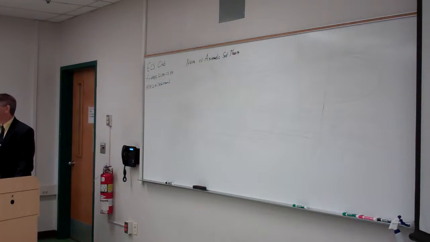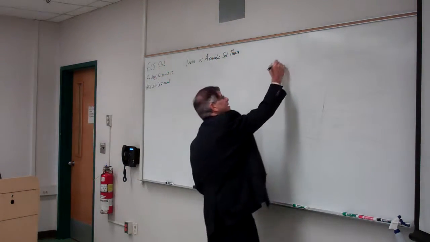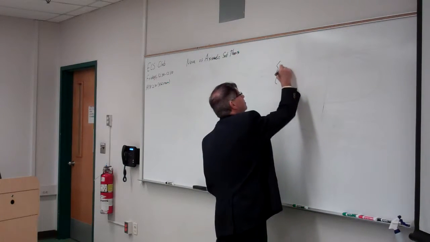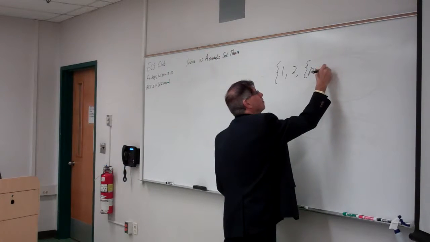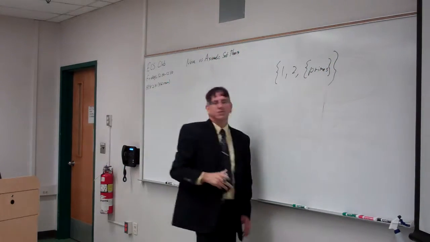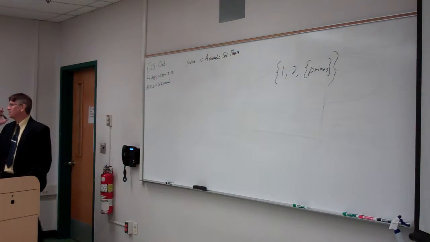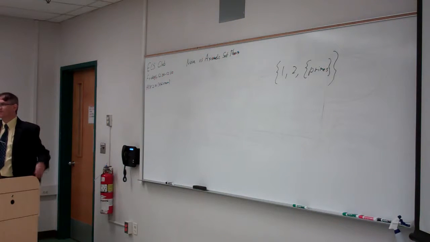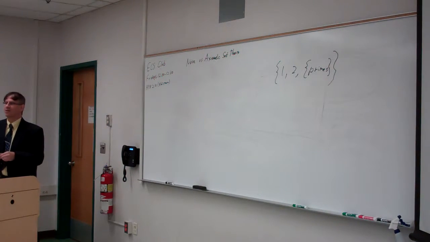So let's continue thinking of sets as collections of objects. And sets can be a collection of anything. For example, this is also a set. This set contains three objects. First object is the number 1. The second object is the number 2. The third object is the set of prime numbers. Nothing wrong with that.